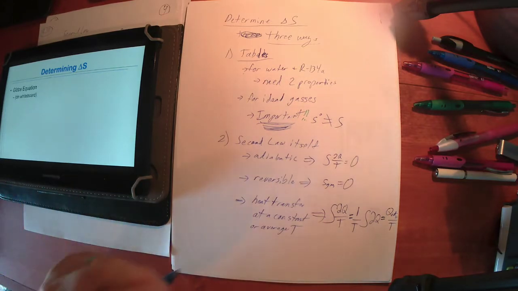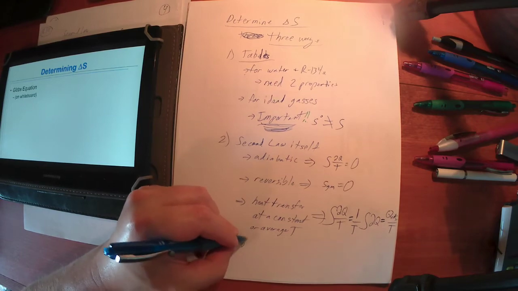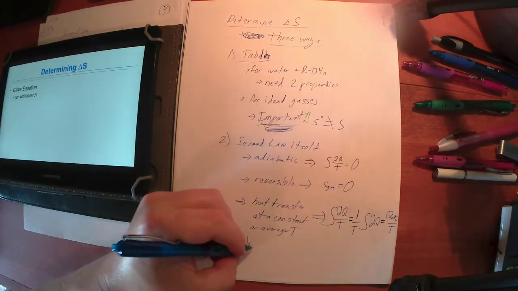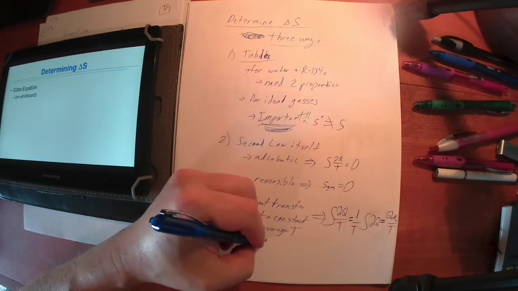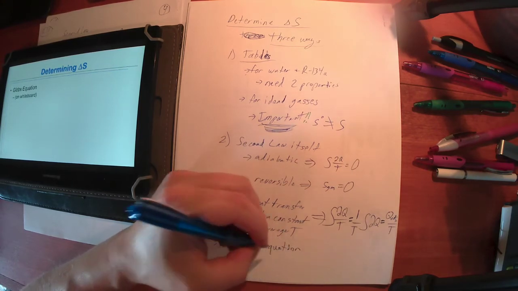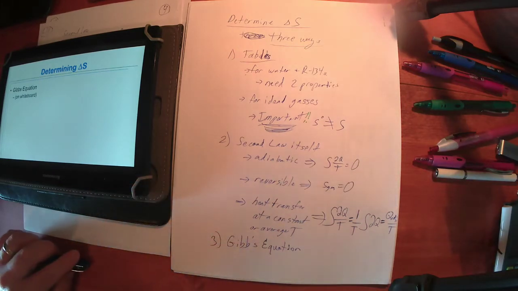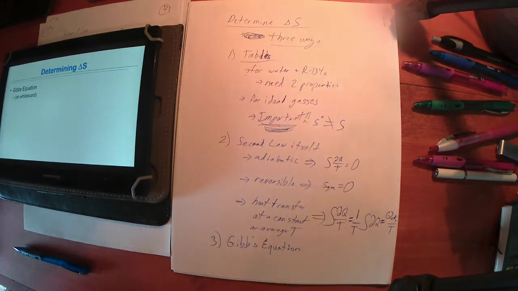Okay. The third option for determining delta S is what we call the Gibbs equation. If you've seen this in chemistry, you probably called this the Gibbs free energy equation or something like that. It seems like it's been a hot minute since I've had chemistry, but I think they use it to figure out, is this process possible, or is this chemical reaction possible? Okay.